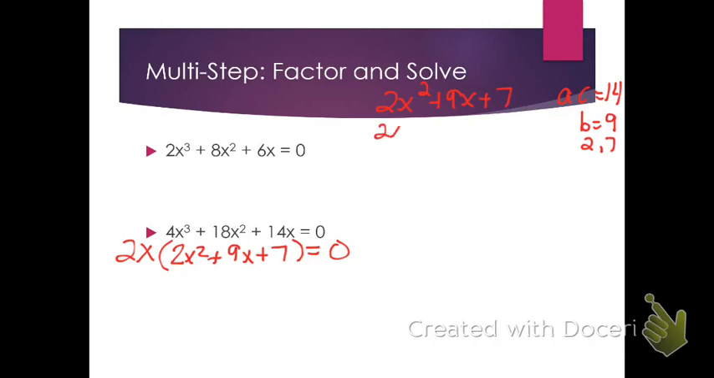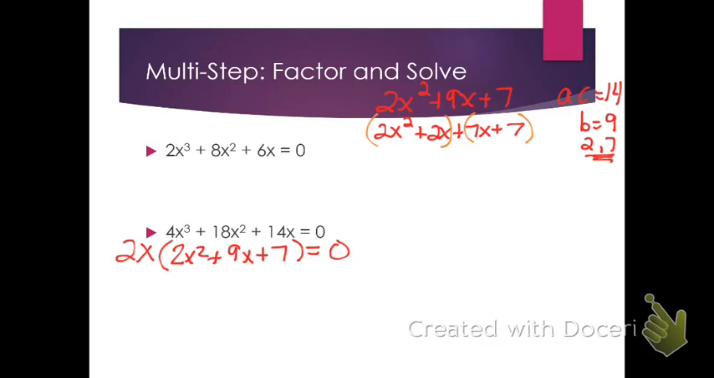So I rewrite my trinomial, but I replace the middle term. Instead of a 9x, I replace it with these two values we just got. So a 2x and a 7x. And then I group the first two terms and group the second two terms and factor out GCFs.